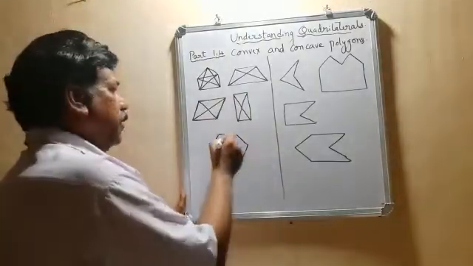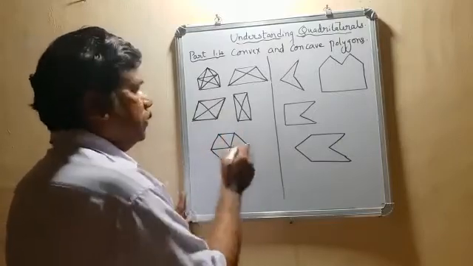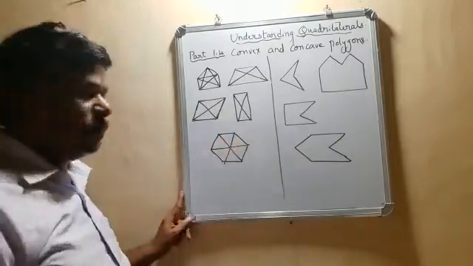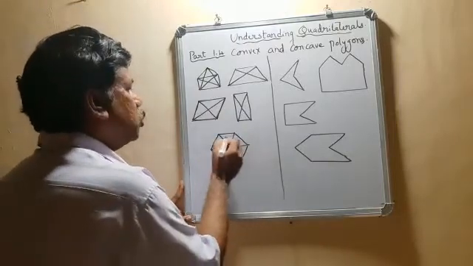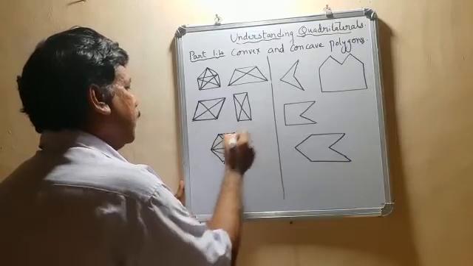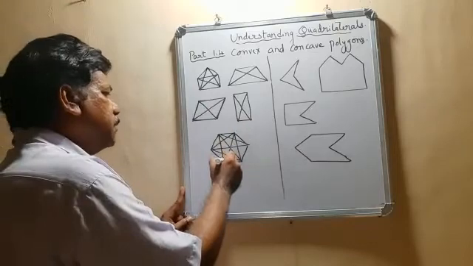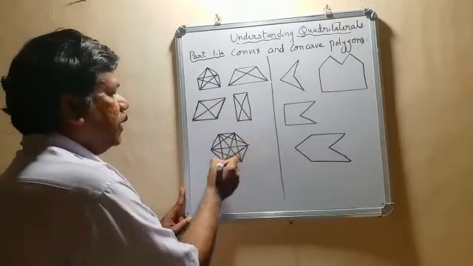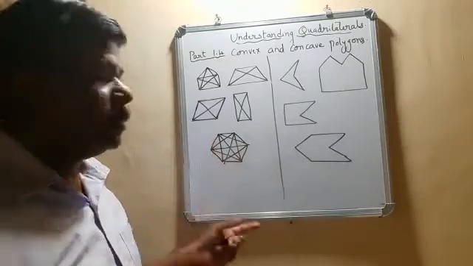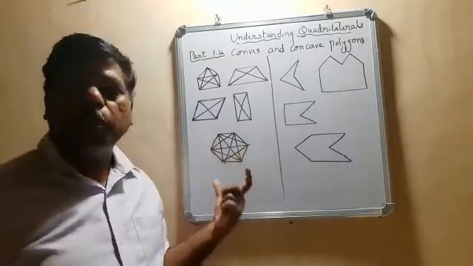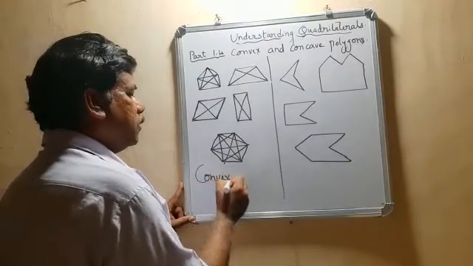Here is a hexagon. If diagonals are drawn, we can see that there are diagonals which can be joined like this, correct? So we see that all these diagonals are inside the polygon, correct? Therefore these types of polygons are called convex polygons.